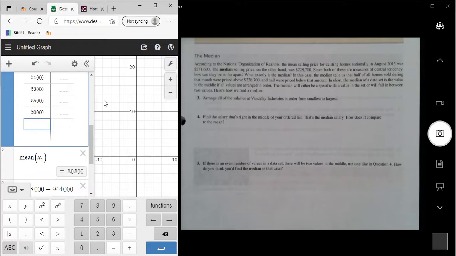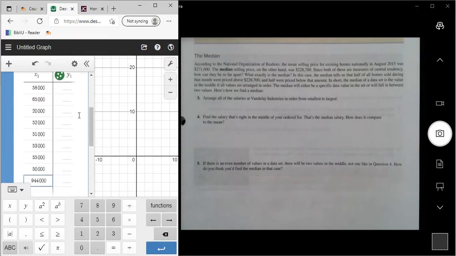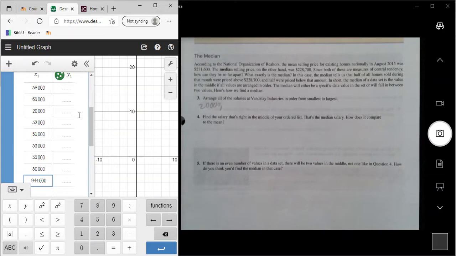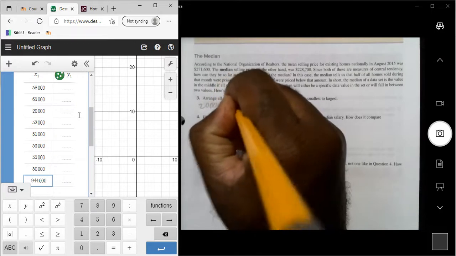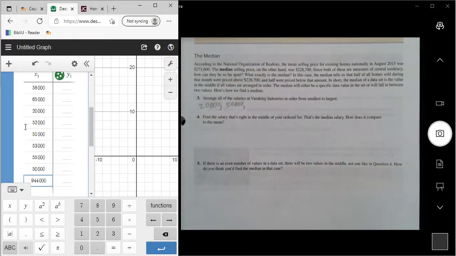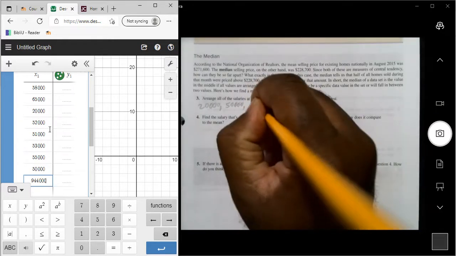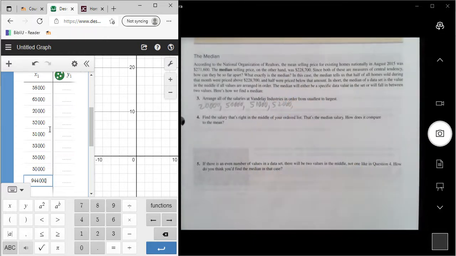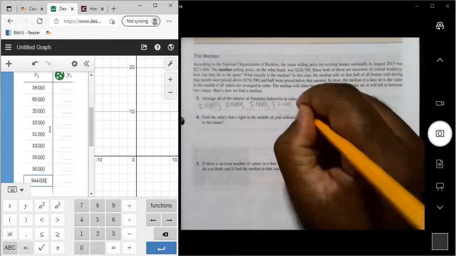Okay, so let me put this back here at 944,000. This is so we don't have to keep going back and looking. So we want to arrange this from the smallest salary to the largest salary. So 20,000 is the smallest. And then the next smallest will be the 50,000. So far we got 20, we got 50. Then the next would be 51,000. The next would be 52,000. And then 53,000.